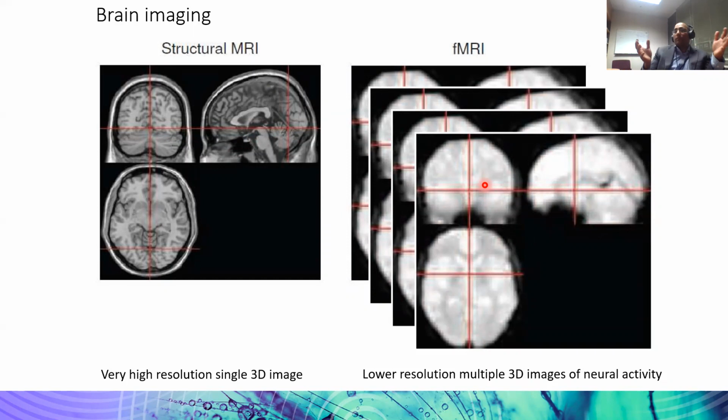And we have to get multiple of these because function is not something which is just a snapshot. It is an ongoing activity. So someone is doing a certain intellectual activity or some memory task or some motor task, and we can image them while they are doing that task, and that has to be done over a period of time.